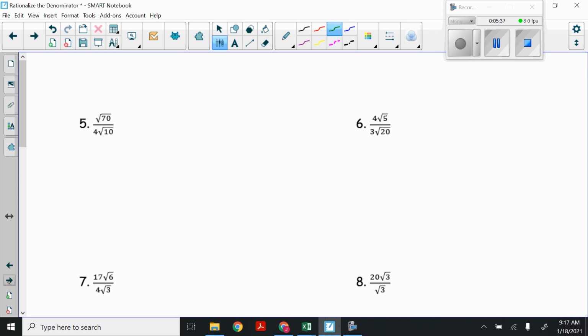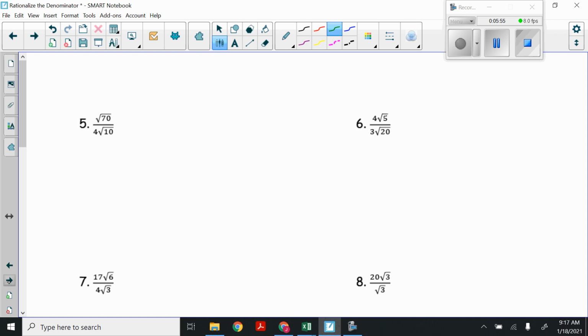All right, let's go to the back. Number 5, the square root of 70 divided by 4 square roots of 10. I notice I could do a factor tree, right? Or sorry, not a factor tree, on 10, because that's just 5 and 2, so I can break down the top, 10 and 7.